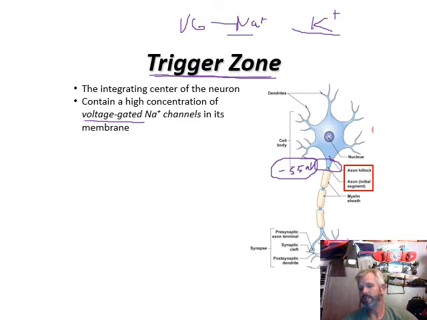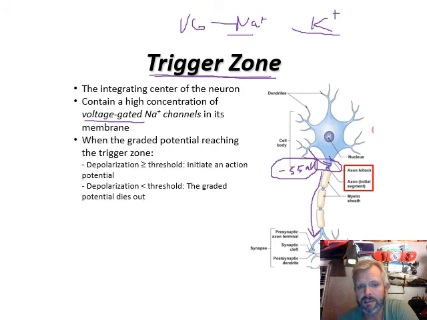Right, and what we're going to see is we hit -55, those voltage-gated channels open. Now a ton of sodium can come in, and we're going to get this large depolarization that cues the start of our action potential, this electrical signal that's going to travel down the axon.